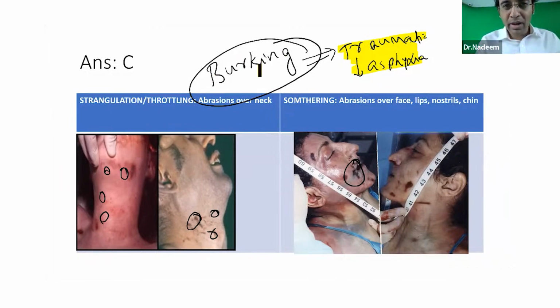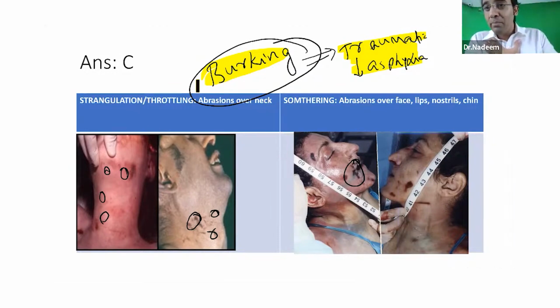Now what is happening in the case of the Burking method? Two friends are going to invite one person. They will offer him alcohol. When he is somewhat intoxicated, one friend sits on the chest and blocks his nose and mouth, and one friend pulls his legs and drags him around the room. They will keep doing this until that person dies.